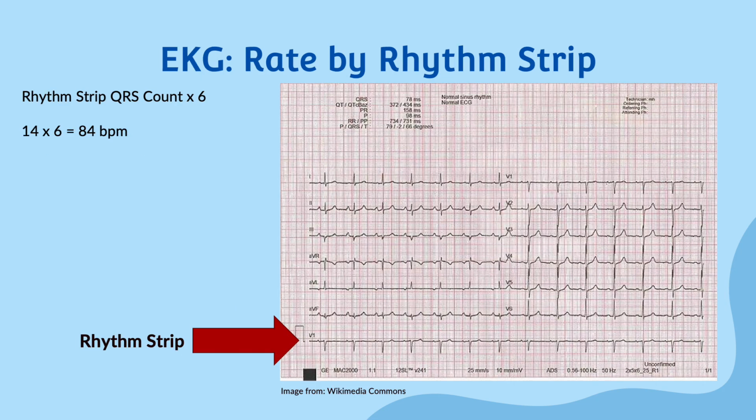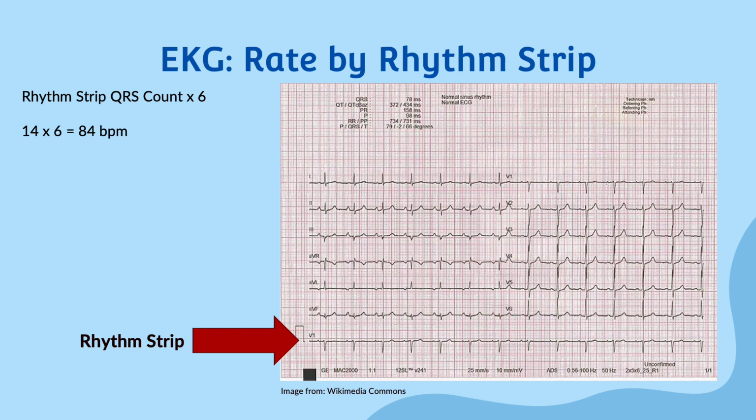Now, let's talk about heart rate. The rate is the number of heartbeats per minute, and there are a variety of ways that you can determine this. The rate is sometimes determined by counting the number of QRS complexes in a 10-second interval and multiplying by 6. Thankfully, a standard 12-lead EKG rhythm strip, which is the longest strip at the bottom of the paper that runs the entire length of the EKG sheet, is 10 seconds long. So you can simply count the QRS complexes on the rhythm strip and multiply by 6.